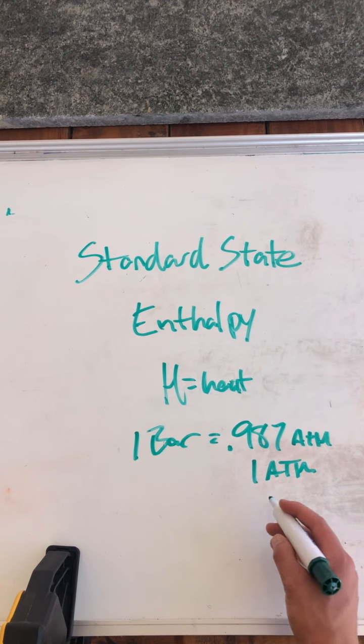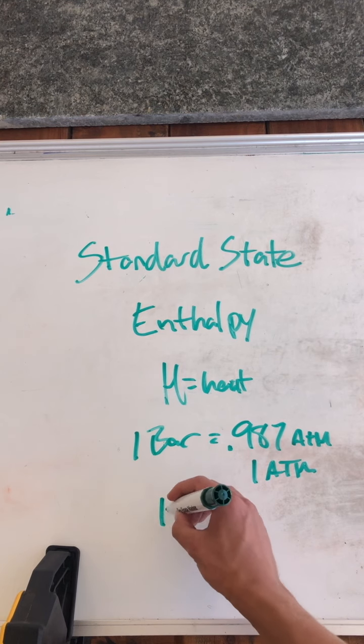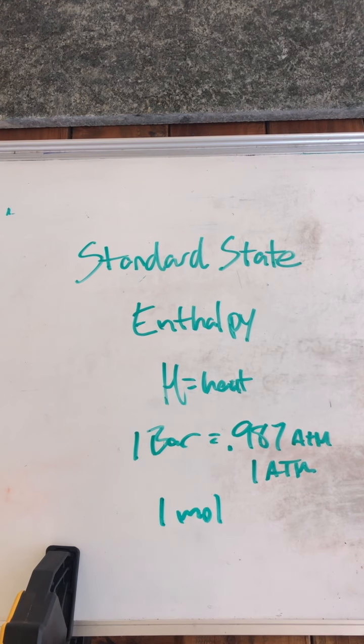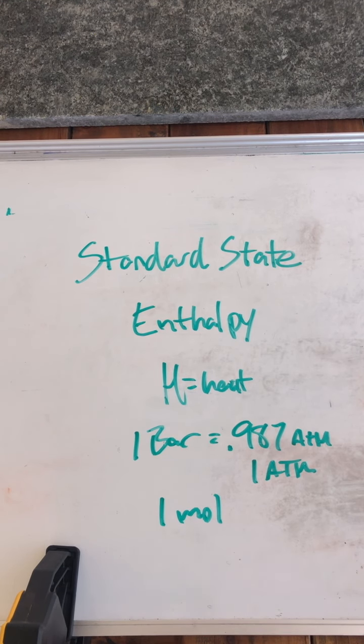Right, so we want to keep the pressure constant. The second thing we want to keep constant is the amount. We want it to be 1 mole, all right? So if we're studying any given reaction and we want to figure out how much enthalpy is produced by that reaction, then we're going to want to do it at a standard state at around 1 atm with 1 mole of reactant. All right.